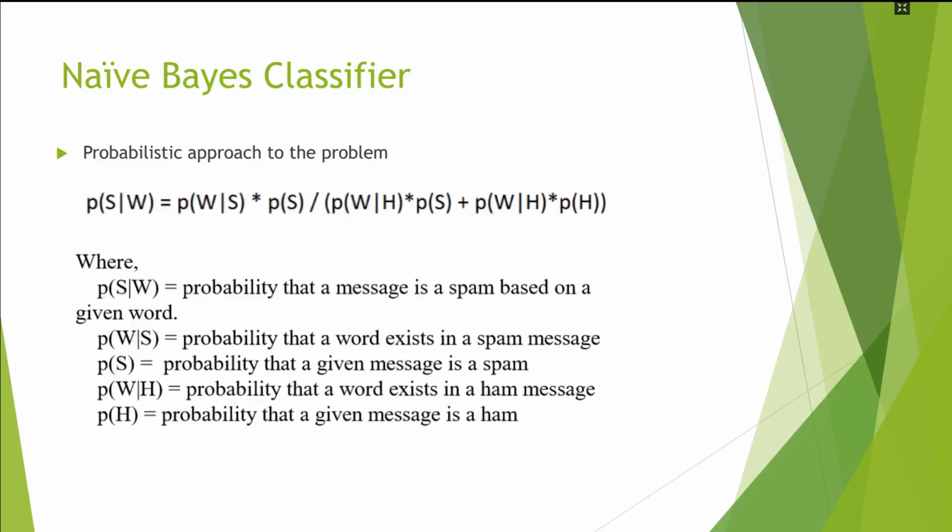The probability that a message is spam based on a given word is given by the probability that the word exists in a spam message times the probability that a given message is spam, divided by the total. The bracket sums up to the total probability that it's either a spam message or a ham message. So we build up the values, get the probabilities, and with these we can figure out whether the mail in the test data is a spam or a ham.